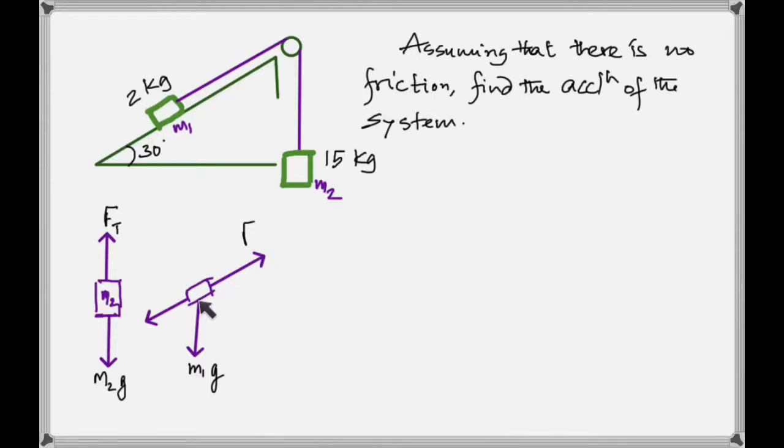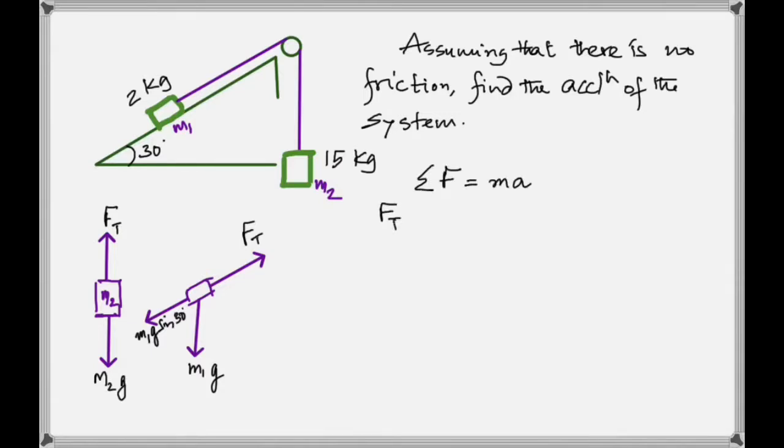But since we need to consider the forces along the x-axis, or the forces along the direction of the tension, we need to resolve M1g into this component. And from the triangle, we'll see that the vertical component would have been M1g cosine, and this is going to be M1g sine 30. So those are the two forces acting on M1.